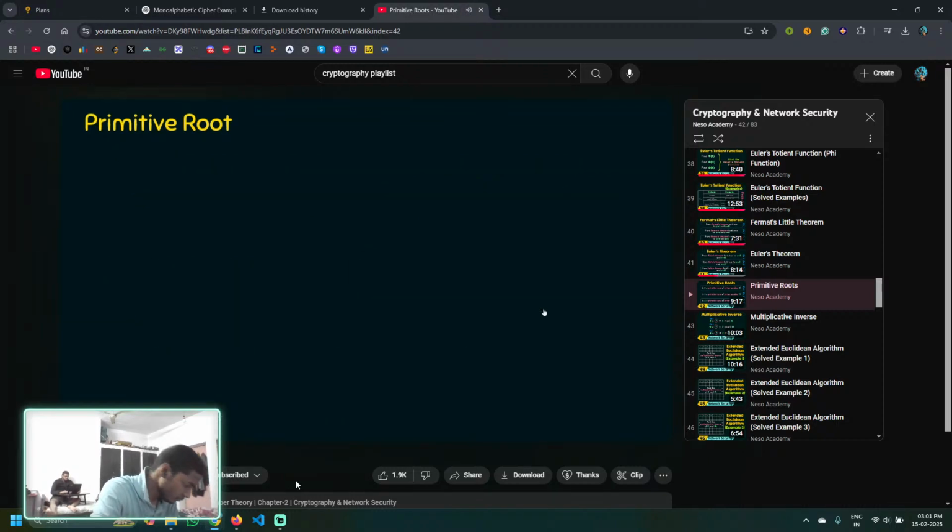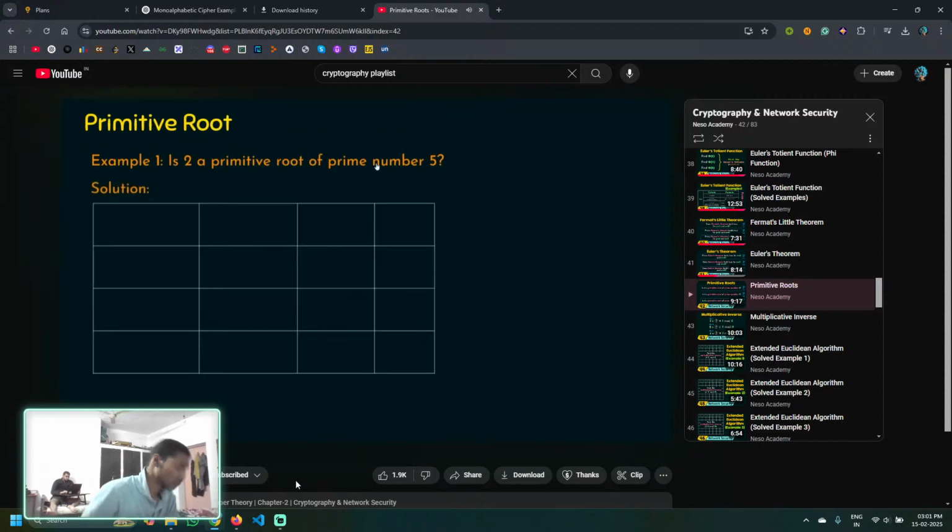Let's directly step into example number 1. The question is, is 2 a primitive root of prime number 5? Here, two important data are given to us. One is the prime number and the other one is 2. So we are required to check whether 2 is a primitive root of the prime number 5. So let's solve this now. We are going to take 2 power 1 mod 5, 2 power 2 mod 5, 2 power 3 mod 5, and 2 power 4 mod 5. And we are going to stop only up to this. Why? Because we stop at 2 power 5 minus 1, that is p minus 1. This is what we have seen in the definition.